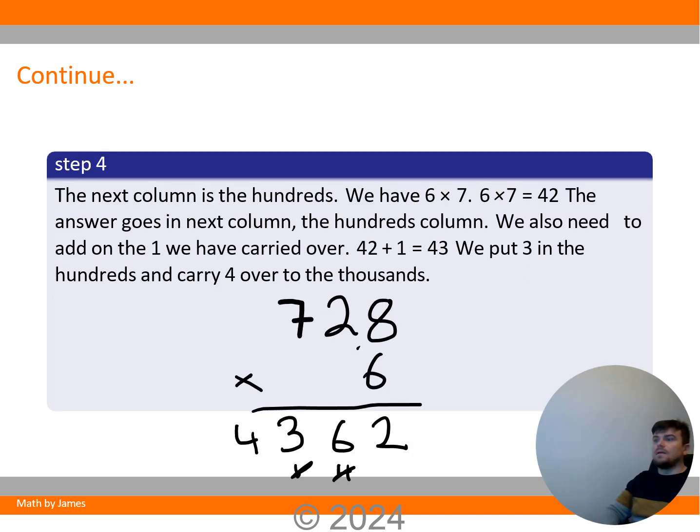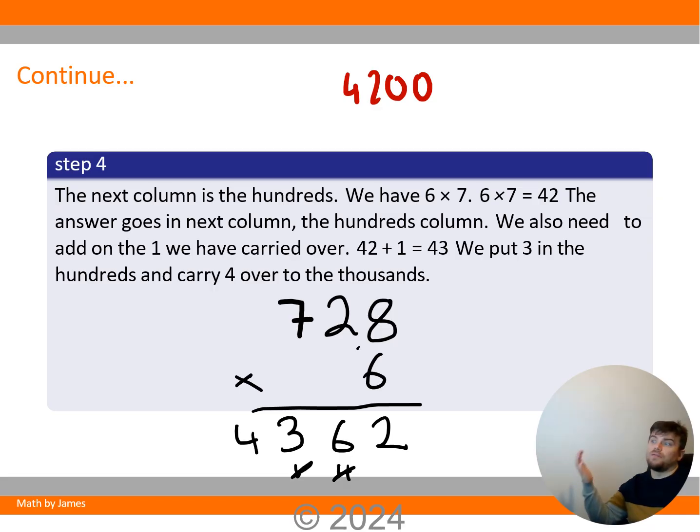And then we do 6 times 7, which is 42, but we make that 43 because we've got the 1 carried over. So it's a bit like 700 times 6, that gives us 4,200. We add 100 to that, so we get 4,362. We will also go through the box method on this as well.